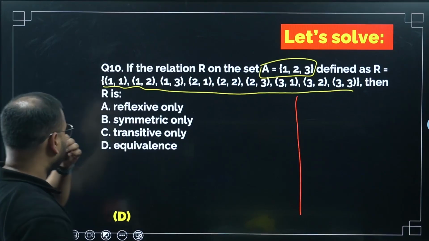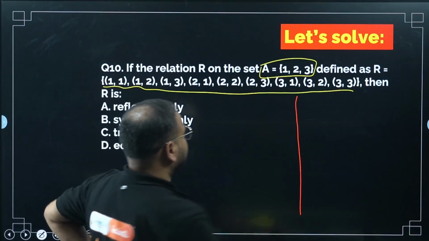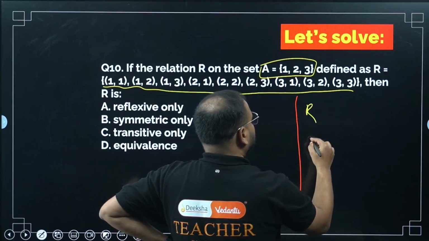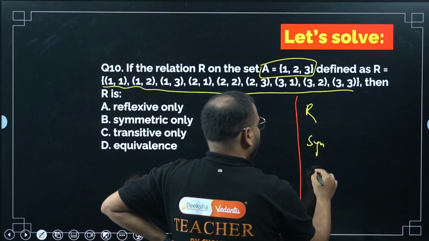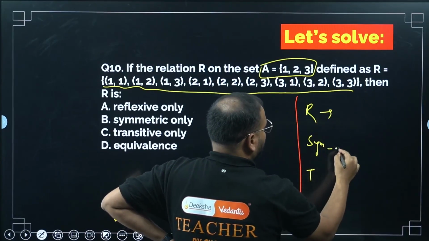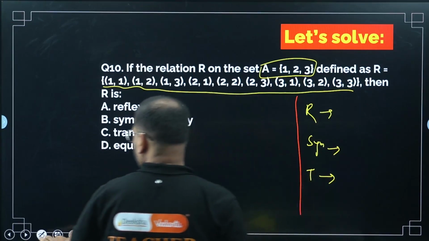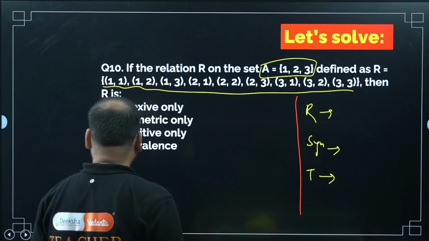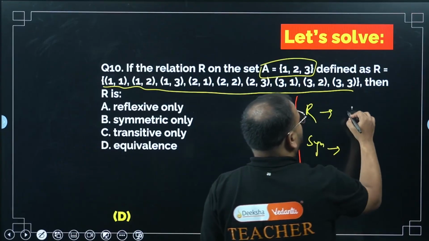For it to be reflexive or symmetric or transitive, we will write what we know. Always start from here. If you start from here, you will not be confused.